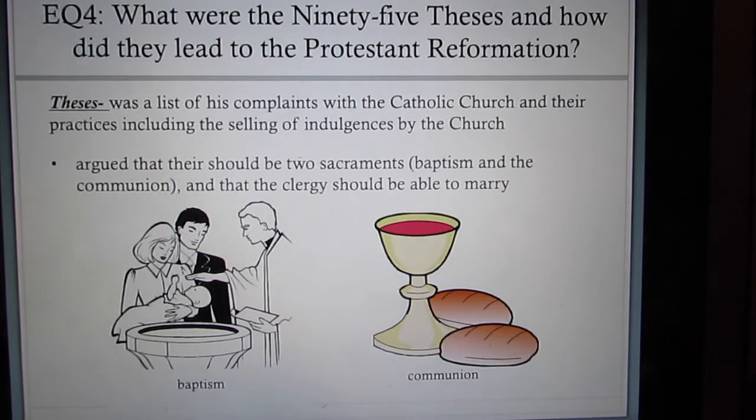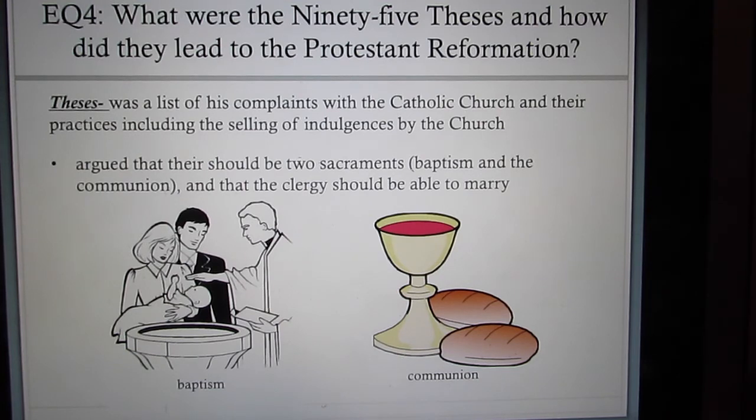This list of complaints was called the 95 Theses and addressed practices including the selling of indulgences, the belief that the clergy should be able to marry, and that there should be 2 sacraments, baptism and communion. So ultimately, the thesis was a list of his complaints.